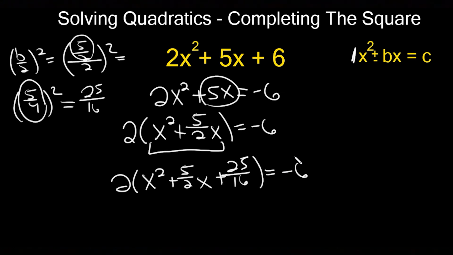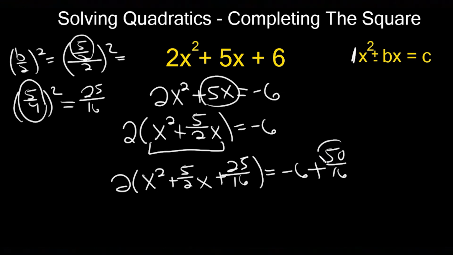Now be careful here. Typically, you would just go ahead and add 25 over 16, right? That's b over 2 squared. But what are you actually doing here? Because remember, we factored out a 2. So if you were to distribute this 2 inside, it's not actually 25 over 16. It's actually going to be 50 over 16. So I'm going to put here plus 50 over 16.